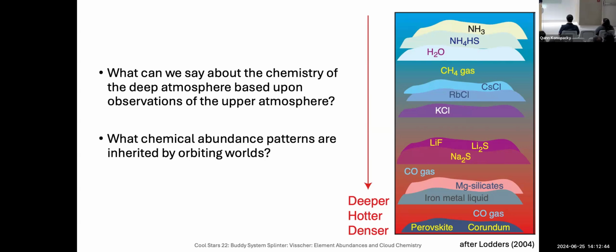And the second one is, in the context of formation, what are the abundance patterns that are inherited by these companion worlds? There's already some good discussion of this in the coldest worlds session yesterday, thinking about the C to O ratio, for example. So I encourage you to have gone to that yesterday.